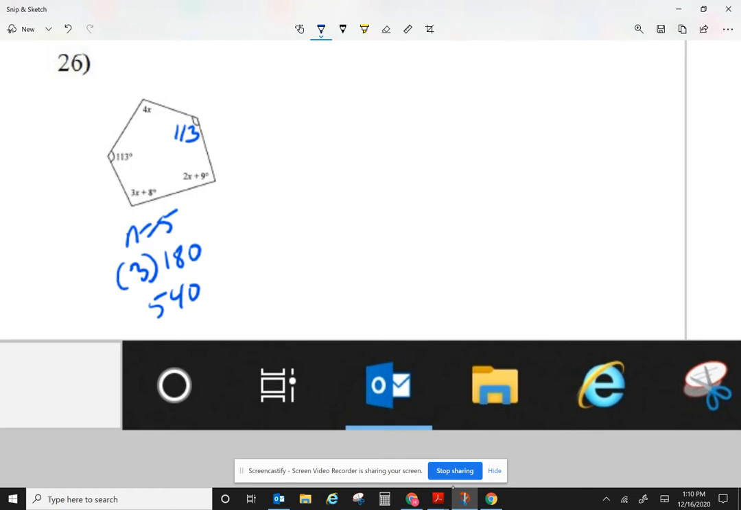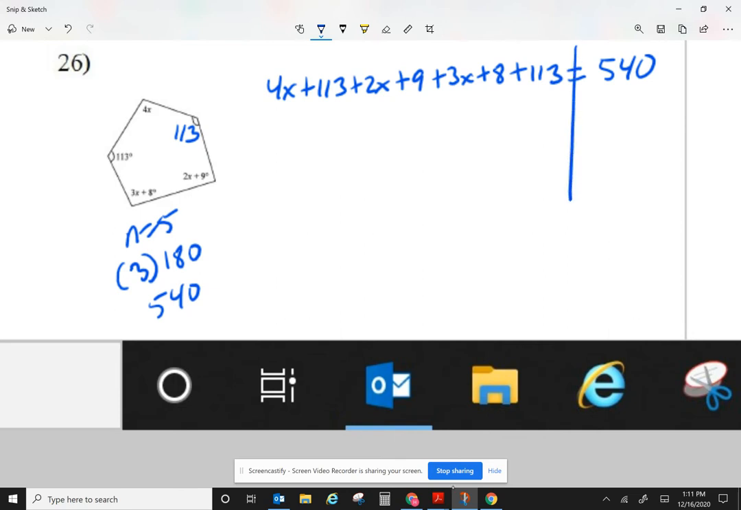So let me go 4x plus 113 plus 2x plus 9 plus 3x plus 8 plus 113. I added everything and it is equal to 540. And I know it's 540 because of the n minus 2 times 180. Let me separate them through the equal sign. On the left side, let me combine like terms. 4x plus 2x plus 3x. That's going to give me 9x.